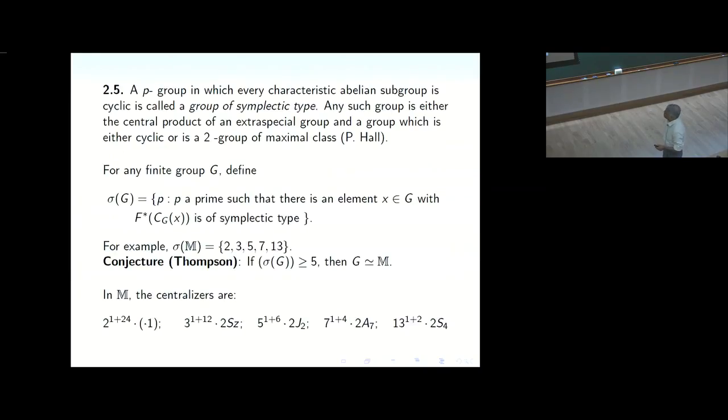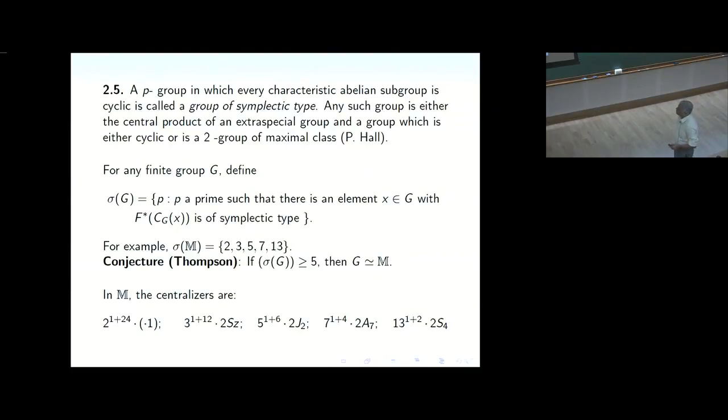Well, this is another very simple and very important thing. A p-group in which every characteristic abelian subgroup is cyclic is called a group of symplectic type. Many of them appear in sporadic simple groups in a very big way. Any such group is either a central product of an extra special group and a group which is cyclic, or it's a 2-group of maximal class. This classification is due to Philip Hall.